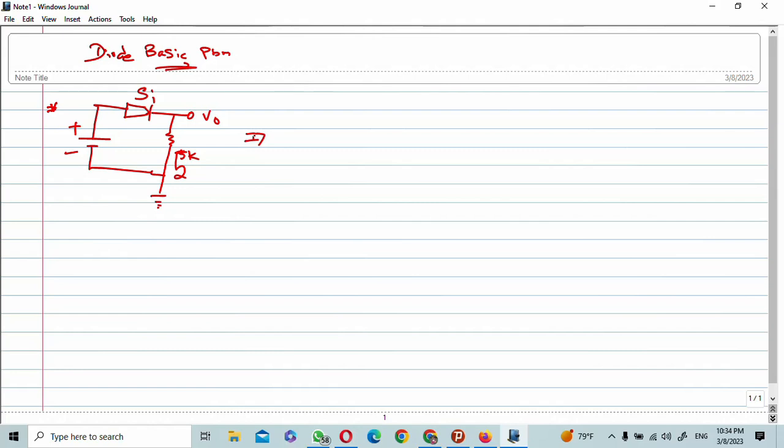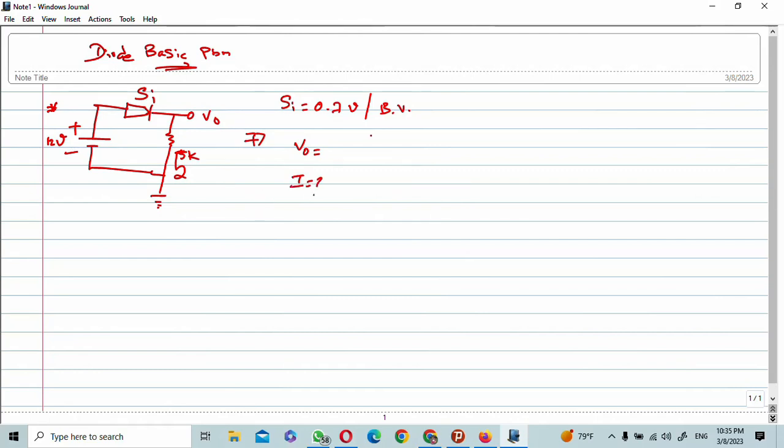For this problem, everyone already knows the basic concept. Since the given diode is silicon, we need to consider 0.7 volt for the barrier voltage. The given input voltage is 12 volts. I am going to simplify these circuits with the help of the voltage principle. First we identify V0, and after that we identify the current. There are two parameters we are going to solve.